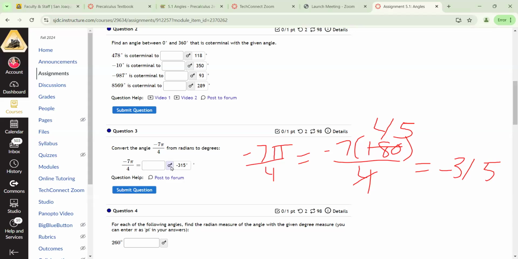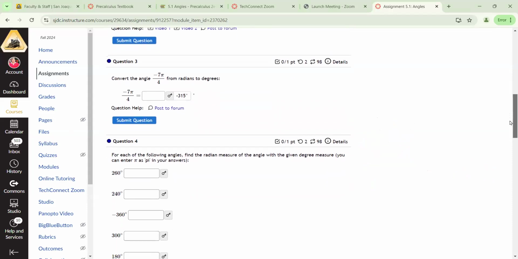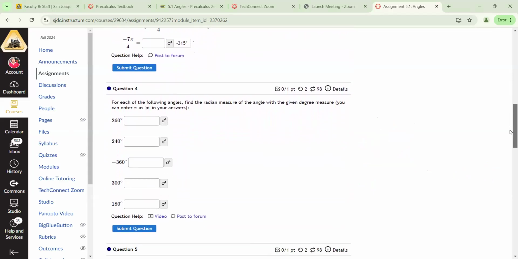Similarly, we have question 4. For each of the following angles, find the radian measure of the angle with the given degree measure. You can enter pi in your answer. So here we are given degrees. We can write it as radians. So we take 260, multiply it with pi over 180.